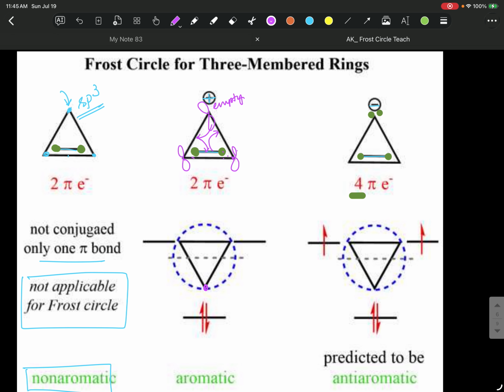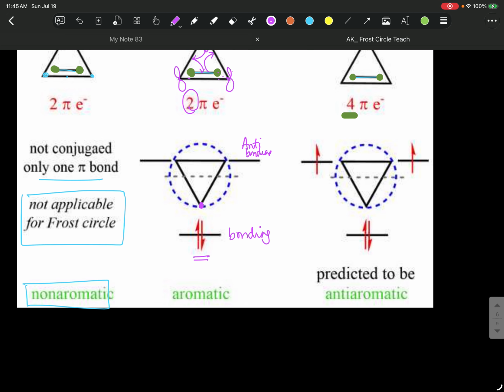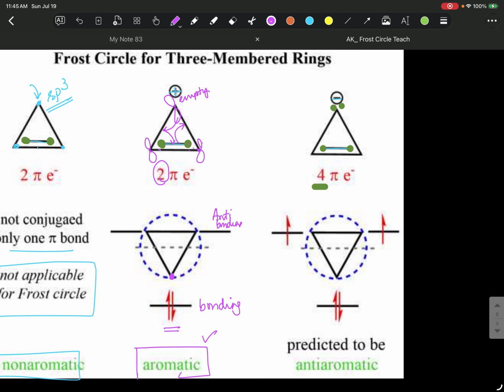So now once we have the 2 pi electrons here, we draw the circle and we put the 3-membered ring such that one of the vertices is at the bottom. And then we have identified that there is 1 bonding orbital here and 2 anti-bonding orbitals. So when we start filling in, we have 2 electrons, we fill it at the bottommost. And so once it is done, you can see that it's paired in the bonding orbital, so it becomes aromatic.